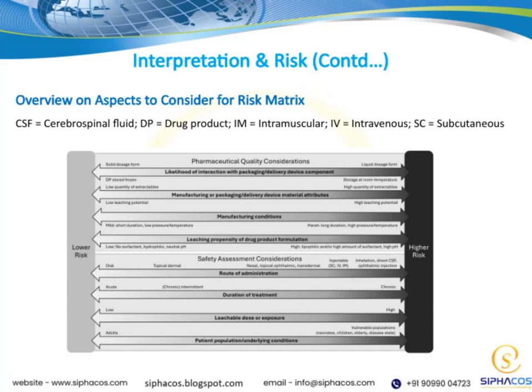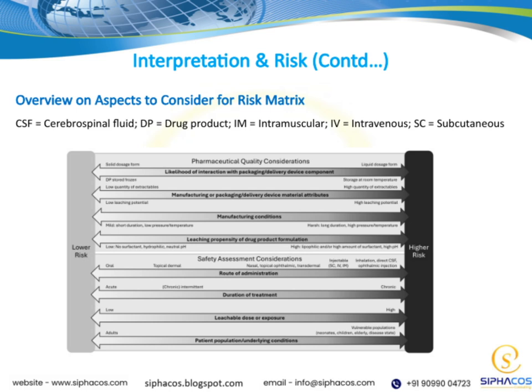Let's take a closer look at the overview on aspects to consider for the risk matrix. As you can see, we've included some key abbreviations here, such as CSF for cerebrospinal fluid, DP for drug product, IM for intramuscular, IV for intravenous, and SC for subcutaneous. These are important factors because they influence the risk profile of different formulations and delivery methods. When we talk about interpretation and risk, especially in this ongoing discussion, it's crucial to understand how these elements interact.